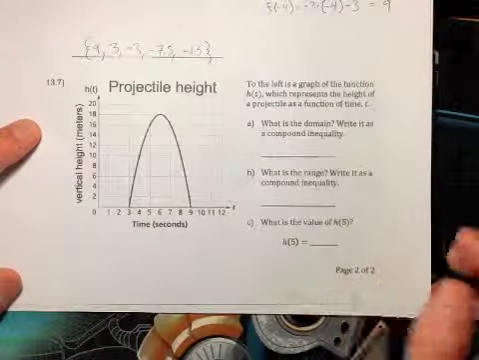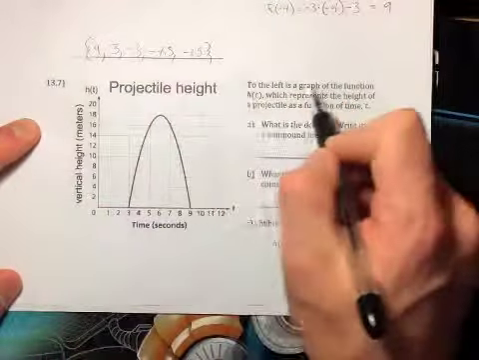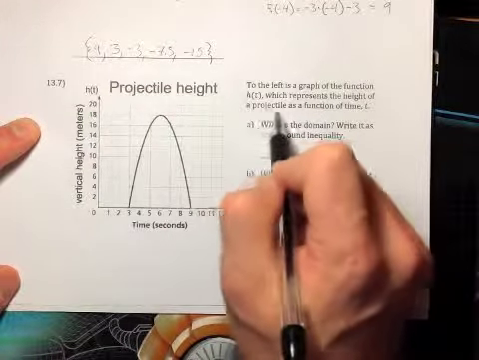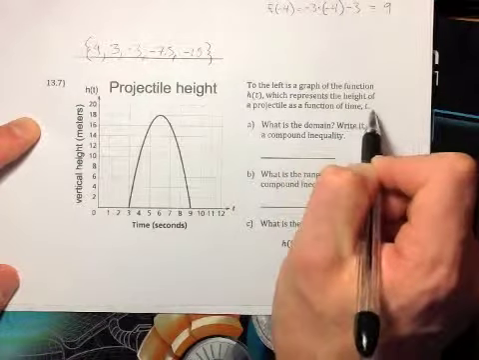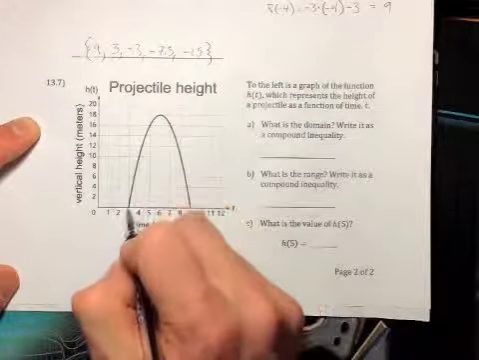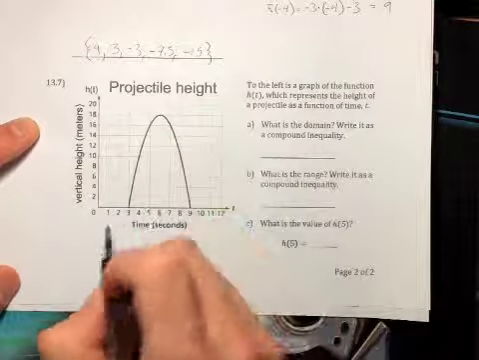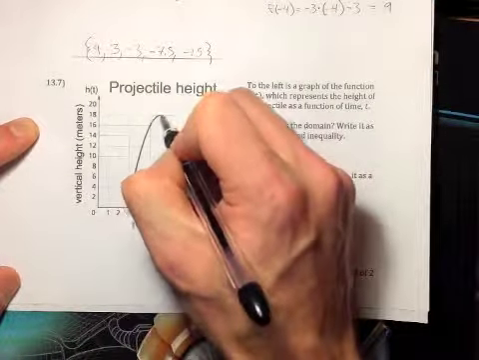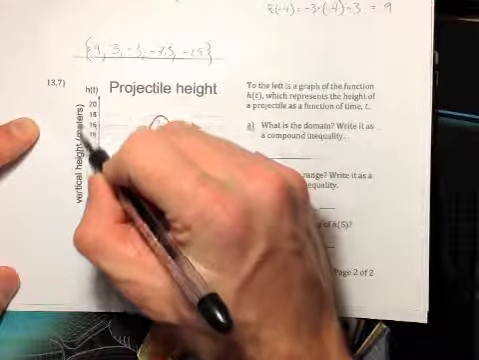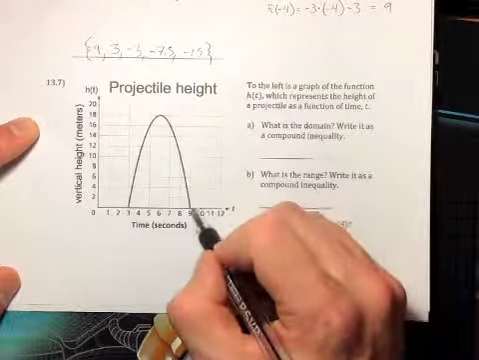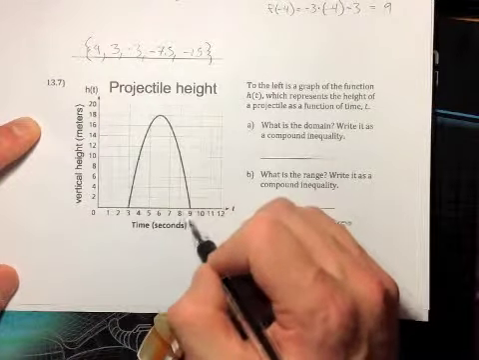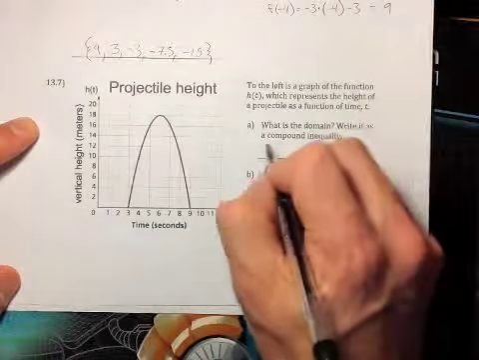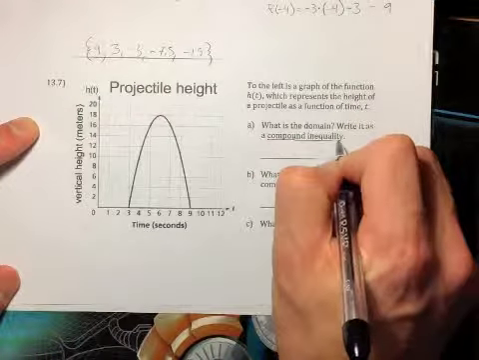Now, final problem, 13.7. To the left is a graph of the function h of t, which represents the height of a projectile as a function of time, t. Okay, so we have a projectile, and at 3 seconds, we launch it up into the air. It goes up to a maximum height of 18 meters, and then it falls back down, and then hits the ground again at 9 seconds. So the first question is, what is the domain? And, important, write it as a compound inequality.